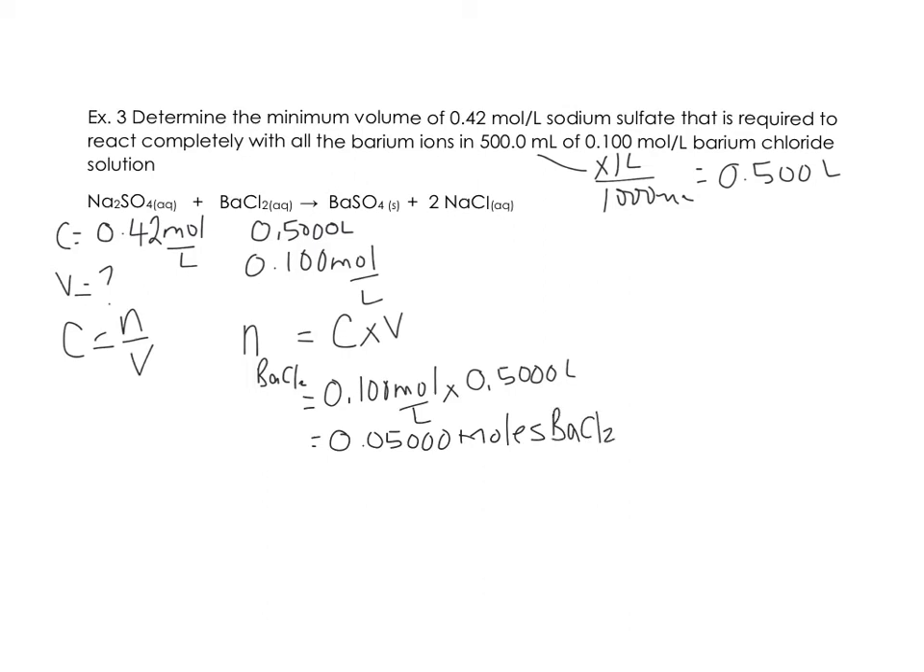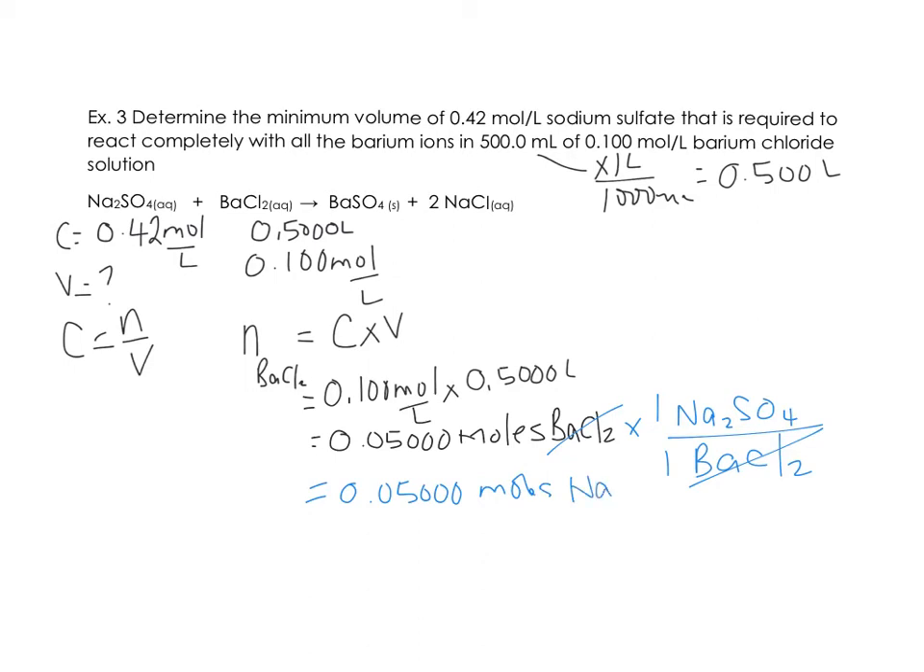So now we need to figure out how many moles of sodium sulfate that will represent. So we're going to convert to sodium sulfate from barium chloride. Barium chloride is going to go on the bottom so that it cancels. The mole ratio is 1:1 for the coefficients in the balanced chemical equation. So we have 0.05 moles of sodium sulfate. So now we've got moles, we can figure out volume.